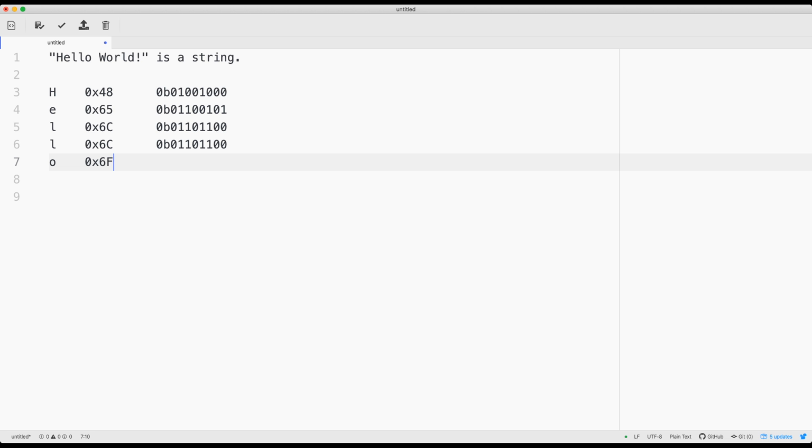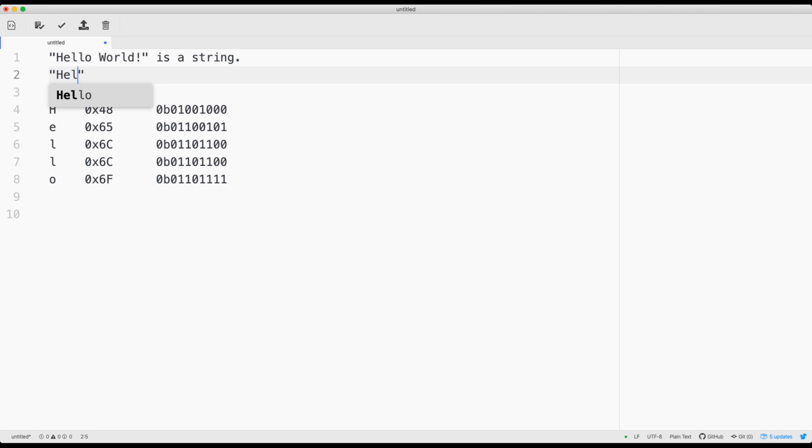All right, anyway. So 6F, and then, of course, in binary, that part starts the same, and then F is all ones. Okay, so you guys kind of get the idea here, right? It's a little annoying, but you just do it letter by letter. And so let me just skip here, and instead of saying our entire string is hello world, let me just say it's hello.